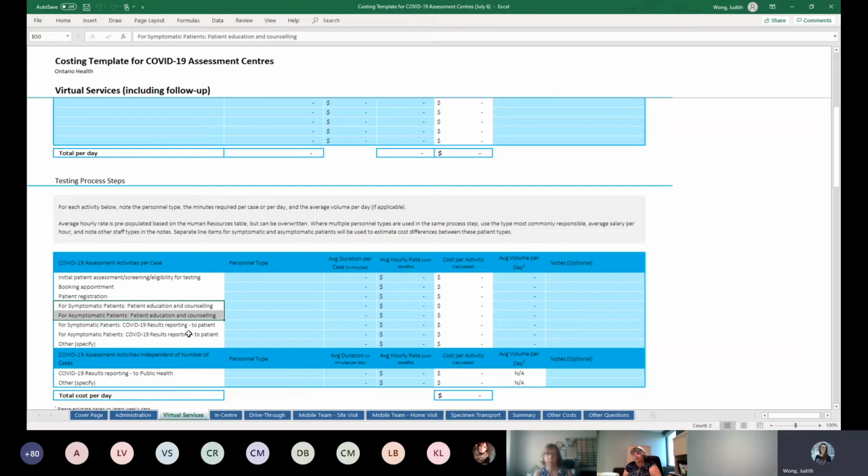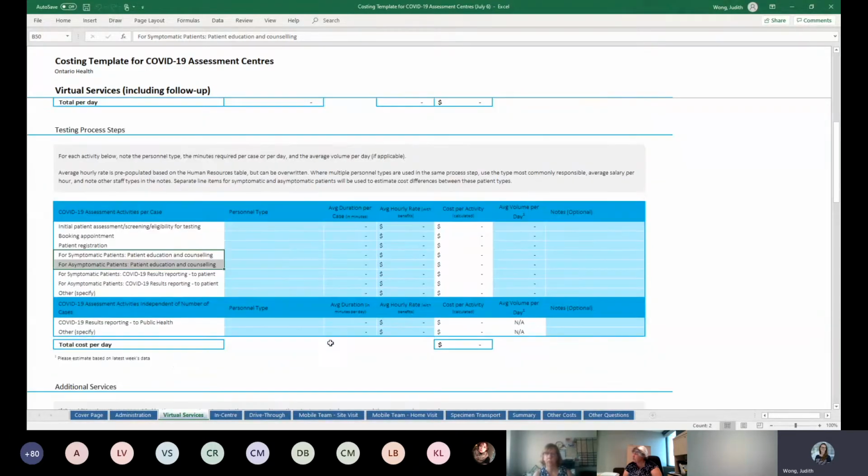The same for results reporting. There are 2 rows: results reporting for symptomatic patients, and results reporting for asymptomatic patients. If the time is the same, report it as the same. If it varies, please report it differently. If you are not reporting results to all patients, that is also fine. Only include the volume for which you are reporting to those patients on a case-by-case basis. We've also included a row here for results reporting to public health. We assume this will be done in a batch, so this is estimating the total duration per day rather than individually per case.